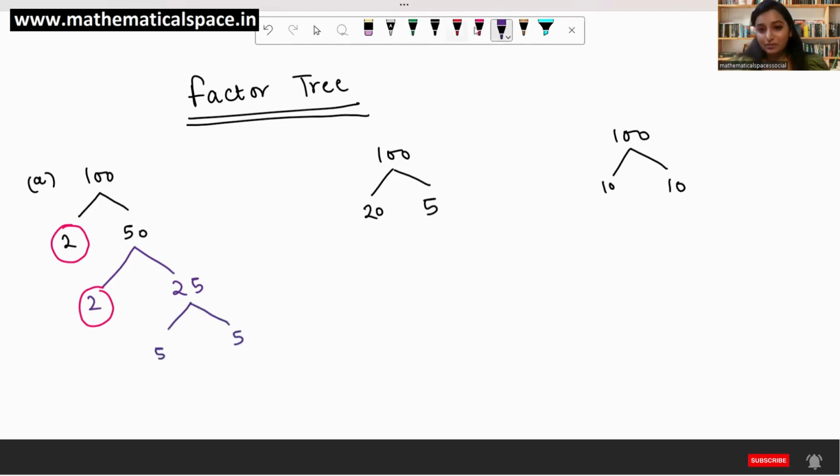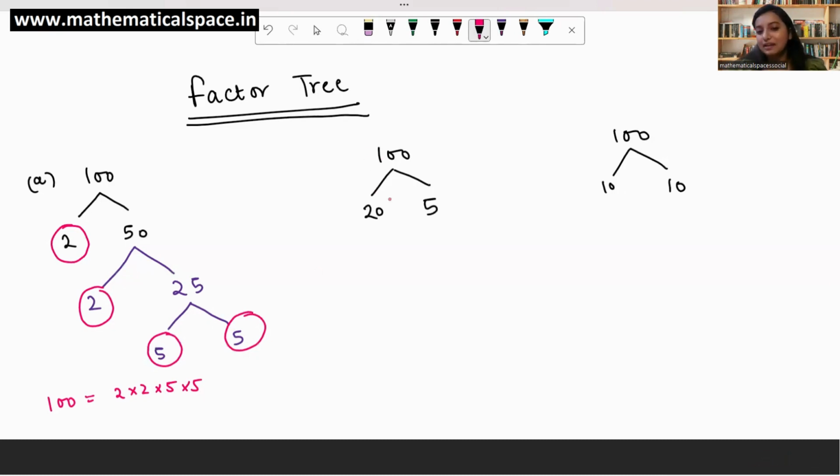So as you know, can we further factorize 5? No. Why? Because 5 itself is a prime number. So we will circle them. So what is 100 equal to? 100 is equal to 2 times 2 times 5 times 5. So this is the prime factorization of 100.